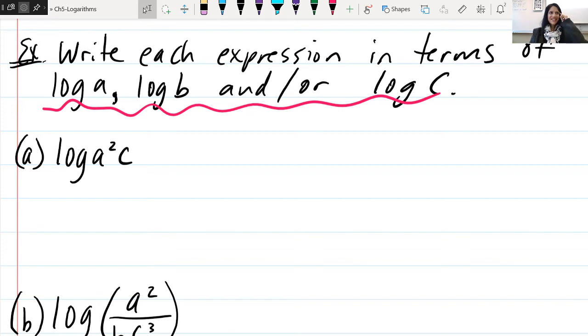And again, I think you can think your way through this because it's not necessarily a new skill, it's just going the opposite way. So I'm going to give you a minute to try A and B on your own, and then we'll go through the solution together.